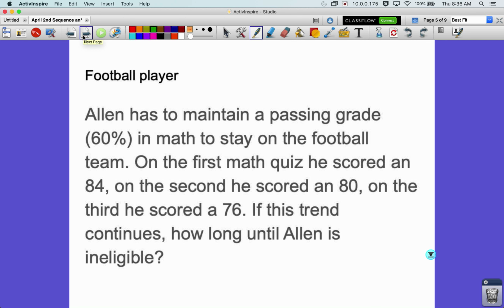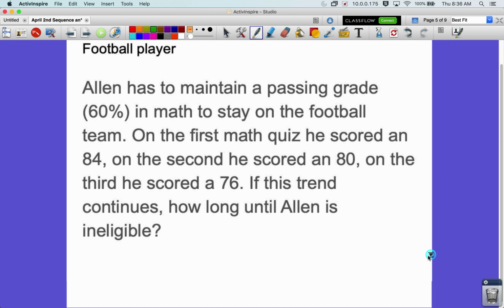So, on to a problem about a football player named Alan. Alan has to maintain a passing grade of 60% in math to stay on the football team. On the first math quiz, he scored an 84. On the second, he scored an 80. On the third, he scored a 76. If this trend continues, how long until Alan is ineligible?